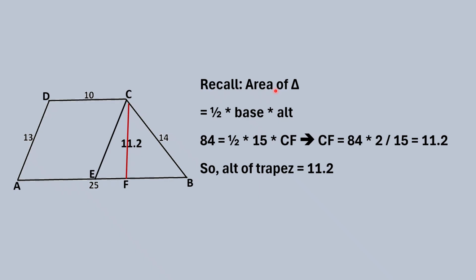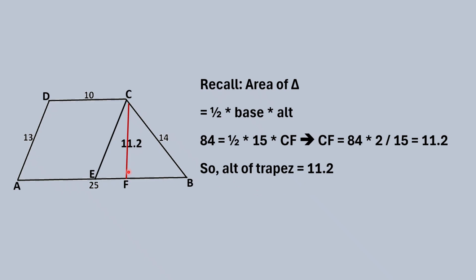Now recall that the area of a triangle can also be given as half into base into altitude. So draw the altitude CF. So the 84 we found should be equal to half into base into altitude. That is half into this side, which is total 25 minus this 10, that is 15, half into 15 into altitude CF. So 84 equals half into 15 into CF. So we get the altitude as 11.2.